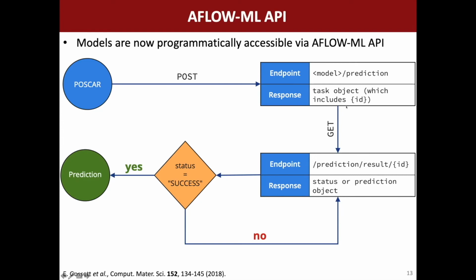You then take this task ID and use that to query the result endpoint, and you'll get what's called a status object, which is again another JSON file. If the status in this JSON file is success, that means the prediction completed properly, and you'll get results back. Otherwise, you might have to wait and query it again to see if it's finished yet. Or otherwise, you might find that it has failed, that there's a problem. Maybe your input file wasn't formatted properly.